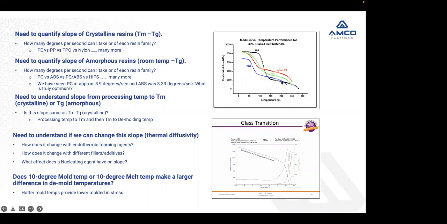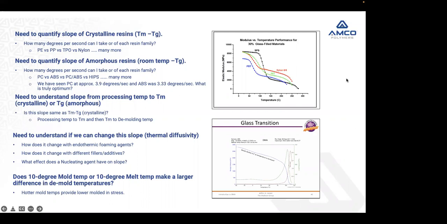So we talked about that. The slope of my SPS right here, the slope of my PBT, the slope of this PET, nylon. This slope tells me where I can eject and if I need to be here, if it's filled or unfilled. That makes a lot of sense.